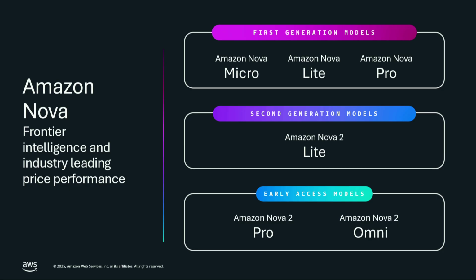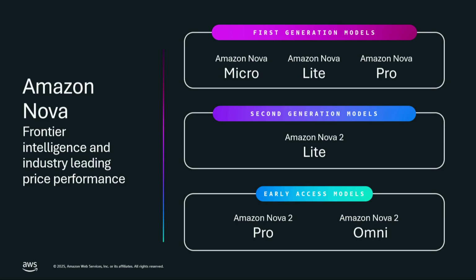So you can see the first generation models that were released last year: Micro, Lite, and Pro. Hopefully you guys played with it and are using it. The second generation is something that we launched the day before yesterday, which was Nova 2 Lite. And that is, again, a new generation model built from the ground up with newer training data, improvements on multilingual capabilities, more agentic use cases, and more coding abilities. So it shines in those cases.